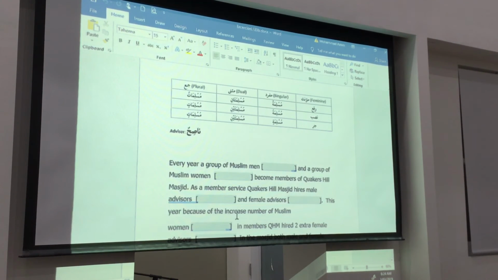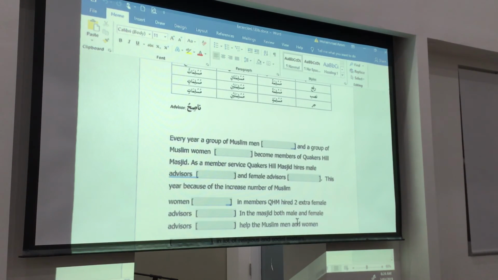This year, because of the increase of number of Muslim women, okay, now which one will it be? It's a Muslim woman obviously, so it's going to be either of this chart from this. So it's going to be Muslimatun, Muslimatin, or which one? This year, because of the increased number of Muslim women. So it's after the "of", it's jar. So it's going to be Muslimatin, this one in the chart, because it's jar and it is also plural and it is feminine. So that's why we have Muslimatin.